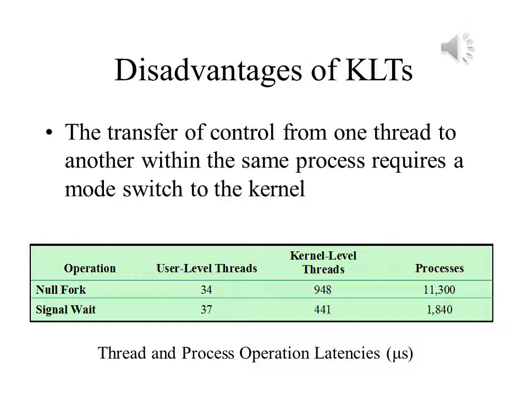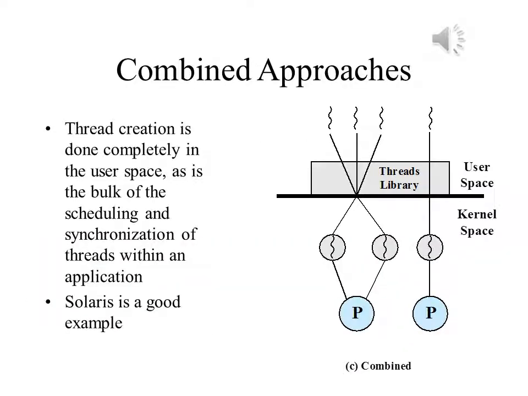and similarly between kernel-level threads and processes. Some operating systems provide a combined ULT-KLT facility. In a combined system, thread creation is done completely in user space, as is the bulk of the scheduling and synchronization of threads within an application.